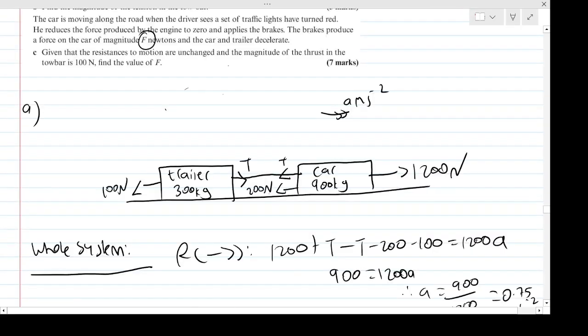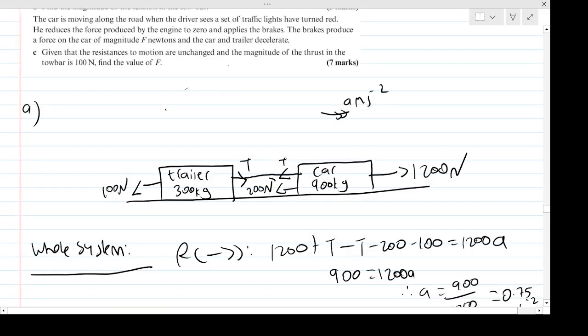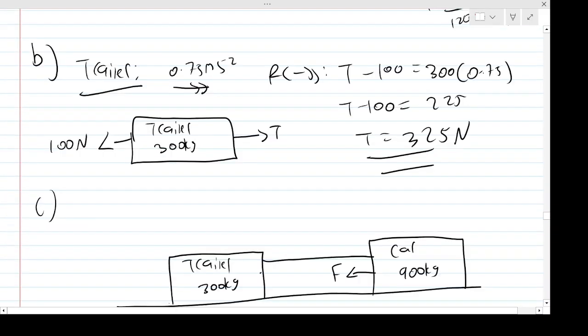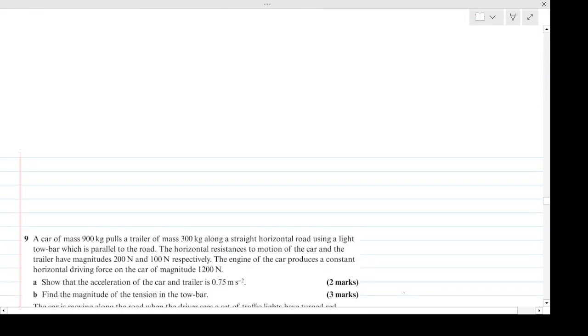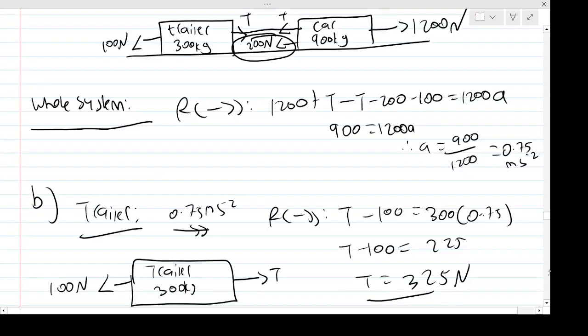And what we're also told is the resistances to motion are unchanged, and the magnitude of the thrust is 100 newtons. Work out the value of F. So everything else is the same. So again, there's going to be this tow bar here. We're also going to have this resistance force of 200, slowing the car down. Again, that could be due to friction. The trailer, well, the trailer has a force of 100 resisting it.